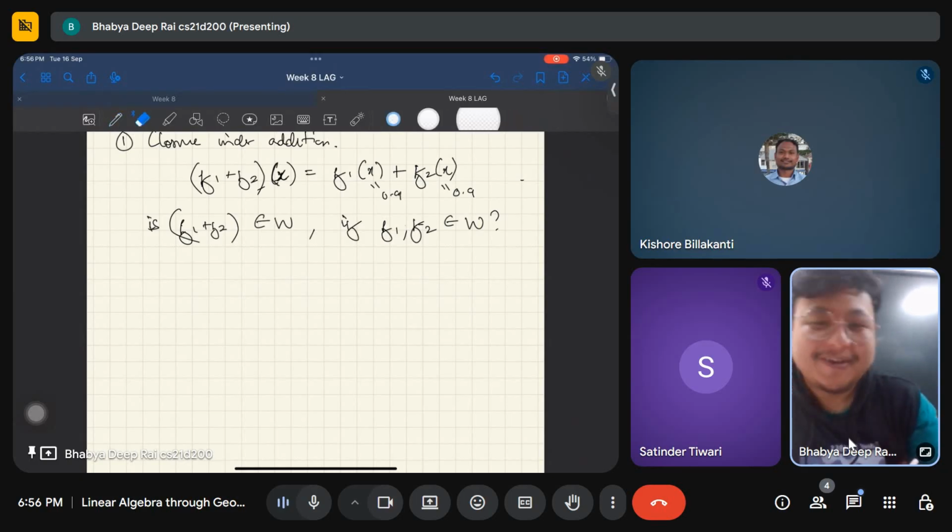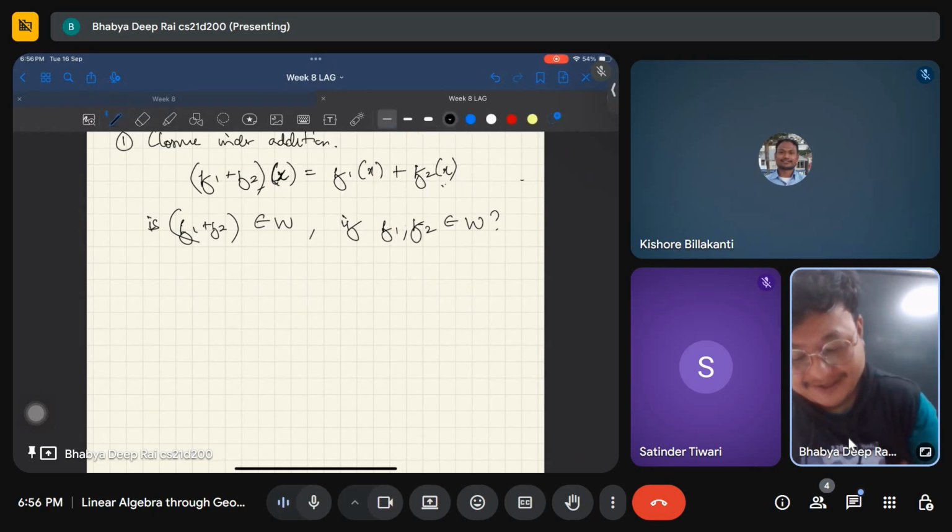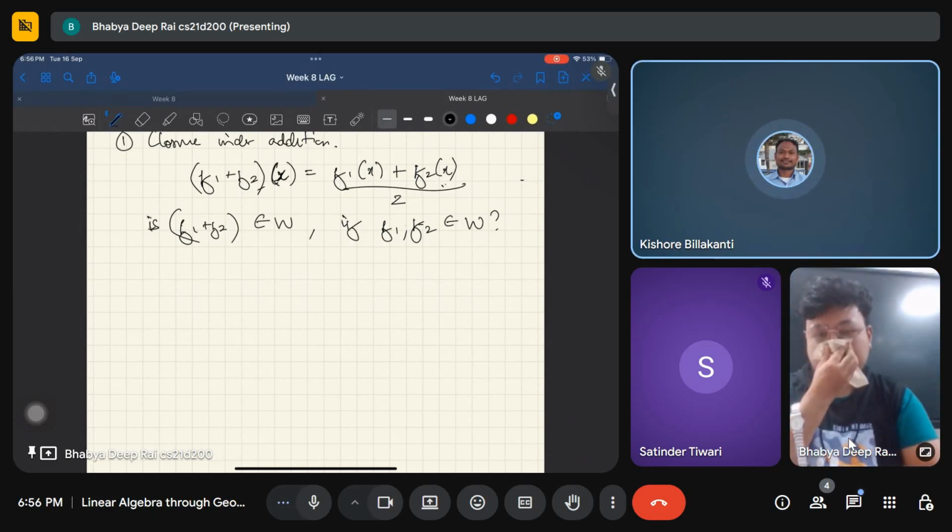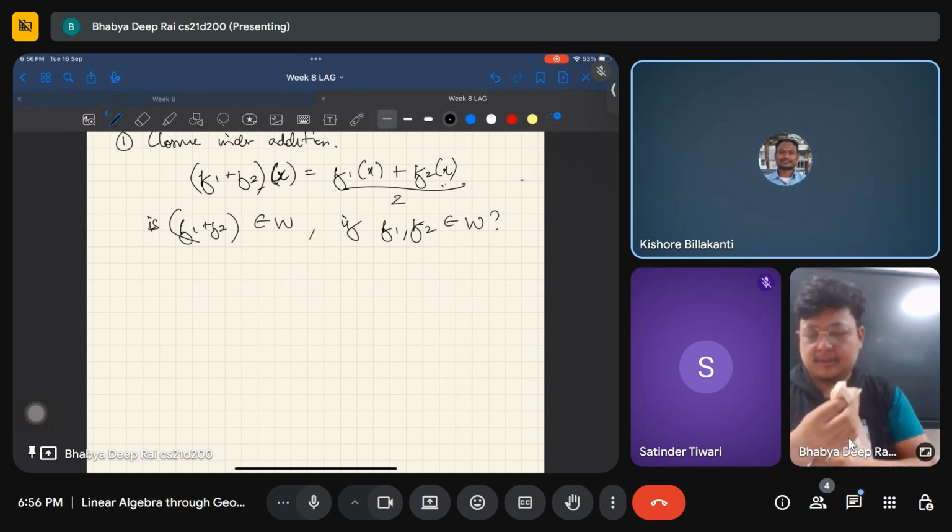Let's slightly modify the question. Let's say addition of function is defined, just in order to normalize it, as f1 of x plus f2 of x, divided by 2. I think now it's fine, no? Yeah, that's also fine. Or else we can add a restriction or condition on the function definition itself, stating less than.